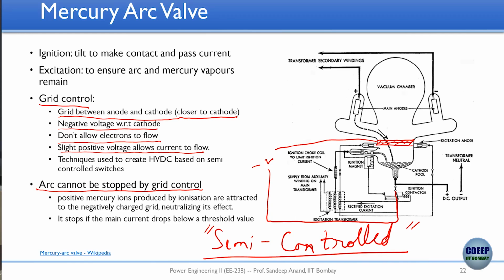What is the meaning of arc? Arc means the gas will be ionized, right? It would emit light also, and then it can easily flow current through it basically.